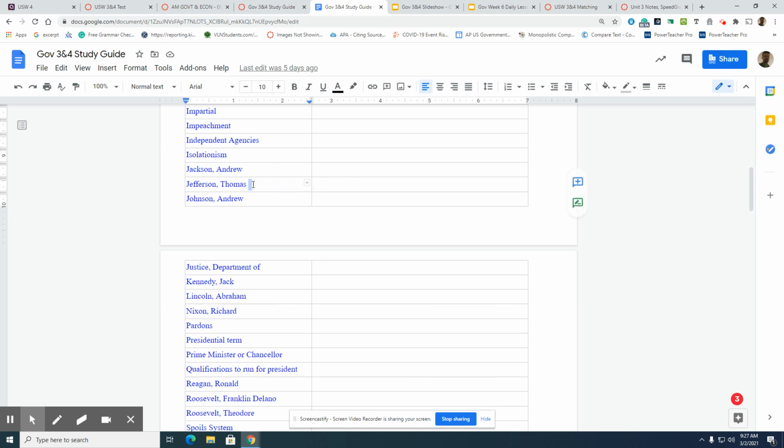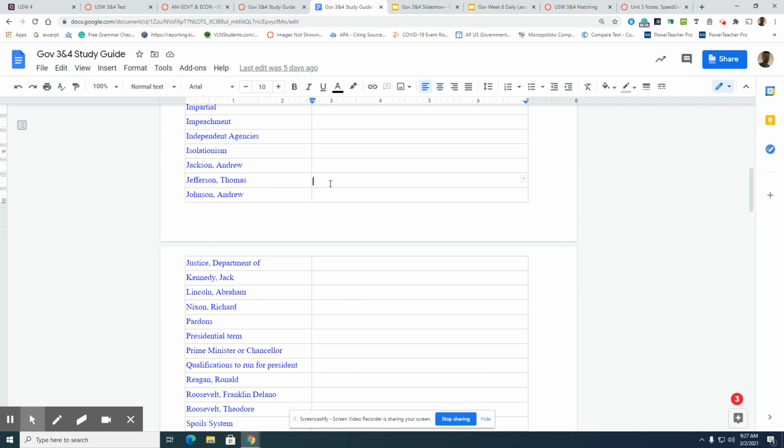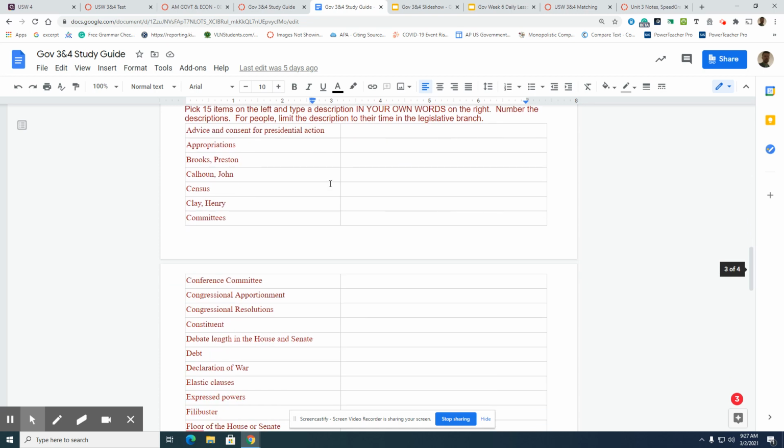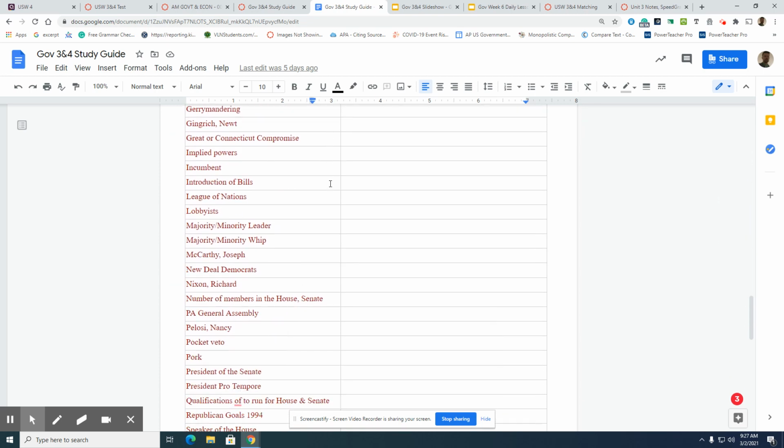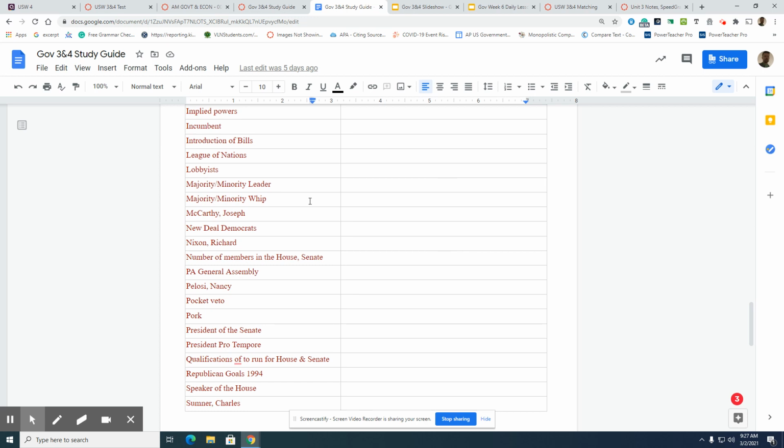Same thing as Thomas Jefferson. He did write the Declaration of Independence, which we talked about in another unit, but in this unit, you just want to mention something he did as president of the United States. The same thing down here when we talk about Congress. There's, let me see, Richard Nixon, only his time in Congress, not as president of the United States.